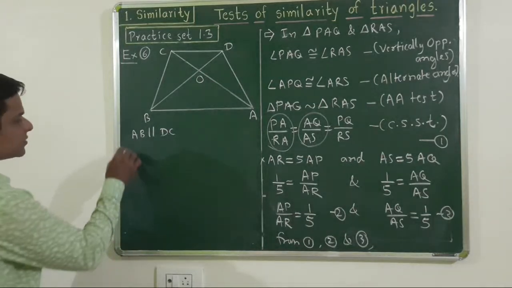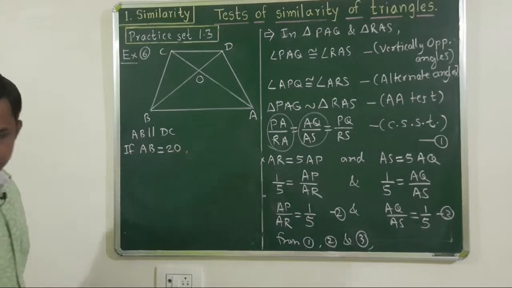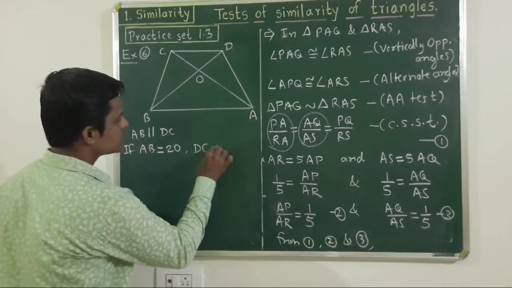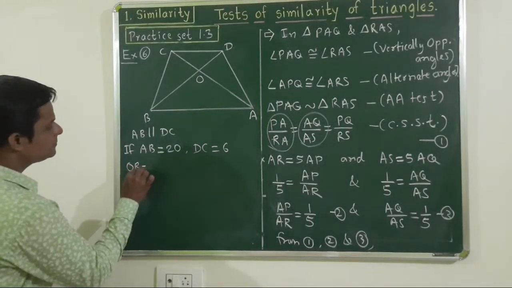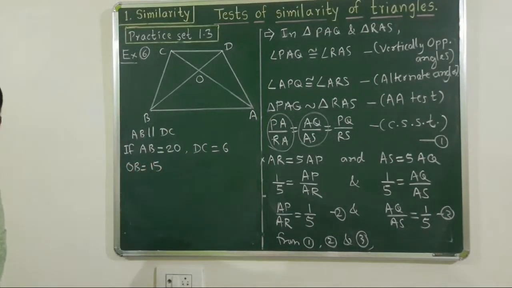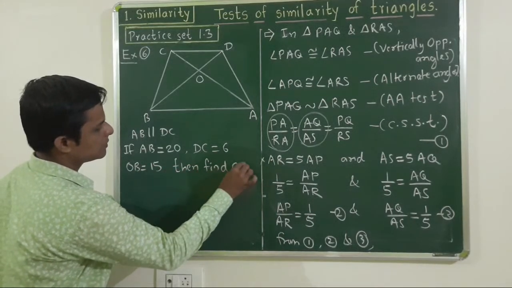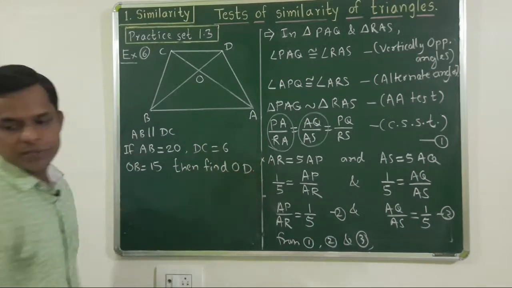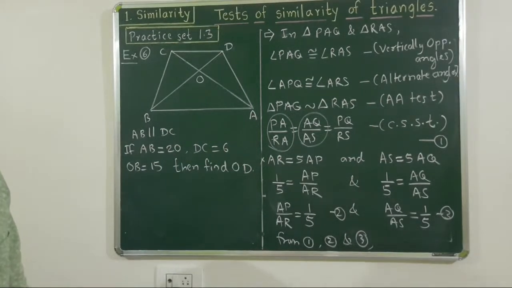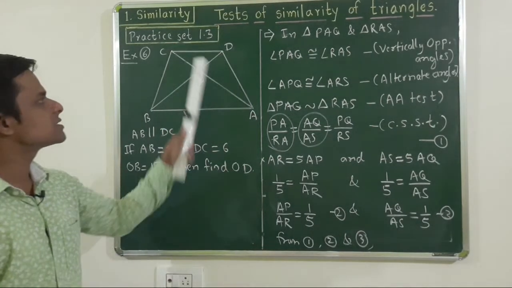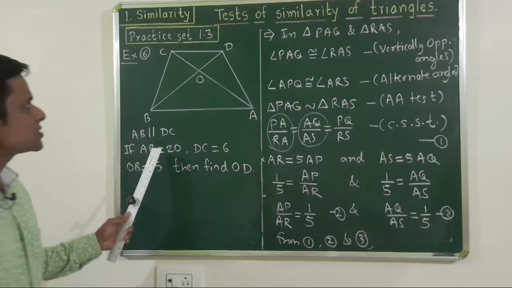If AB is equal to 20, DC is equal to 6, OB is equal to 15, then find OD. Very simple compared to the previous one, or half of this part is the same as the previous one. See, in this trapezium, AB is parallel to DC, and these three values are given, and we have to find OD.